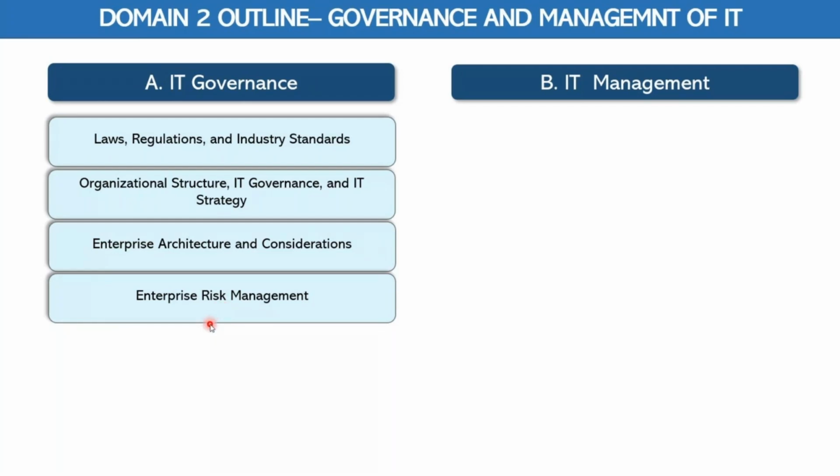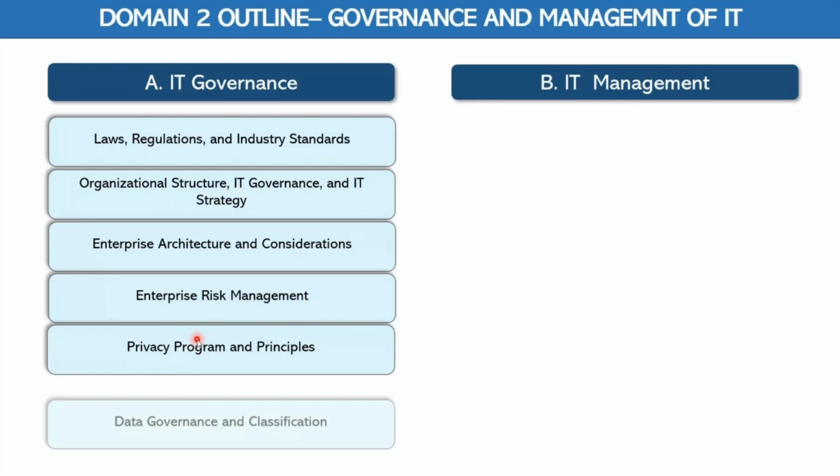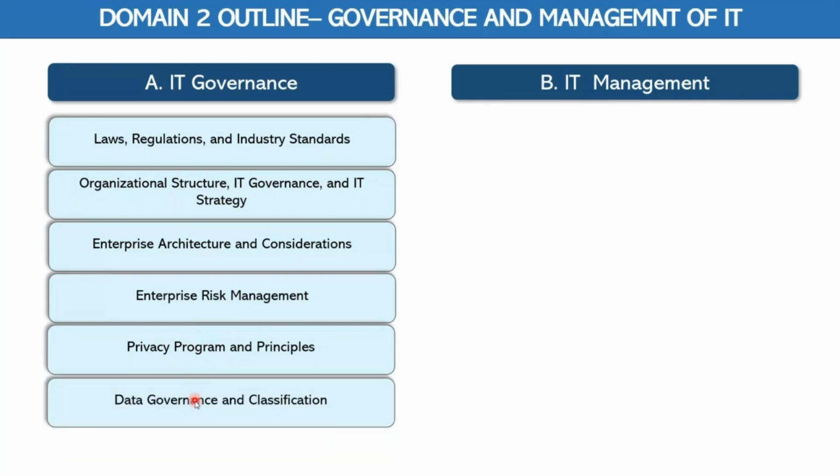The next topic under this part is privacy program and principles. Privacy is data which relates to an individual, a person. The next topic under this part is data governance and classification: how you govern, how you monitor your data, and how you classify the data.